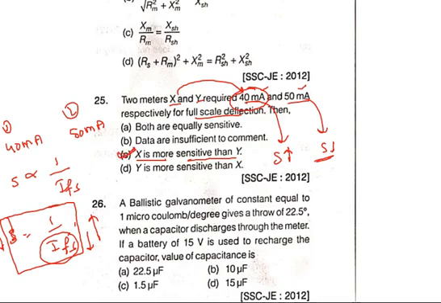Again, I am repeating here. Sensitivity equals 1 by full scale current. Based on this, we can say sensitivity is inversely proportional to full scale current. So based on this, we can say X is more sensitive than Y.